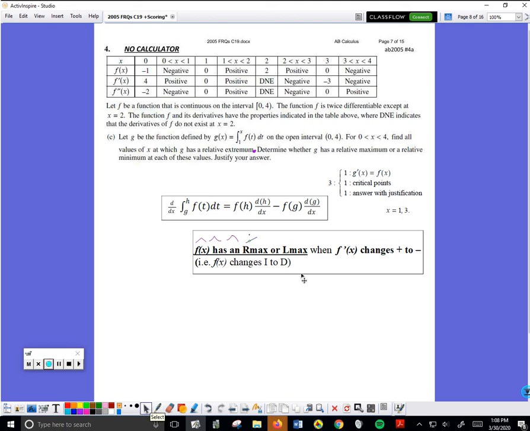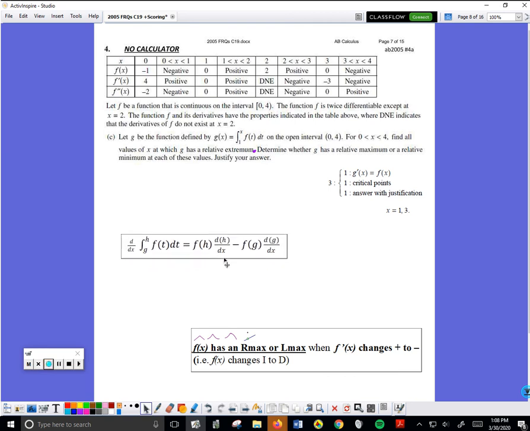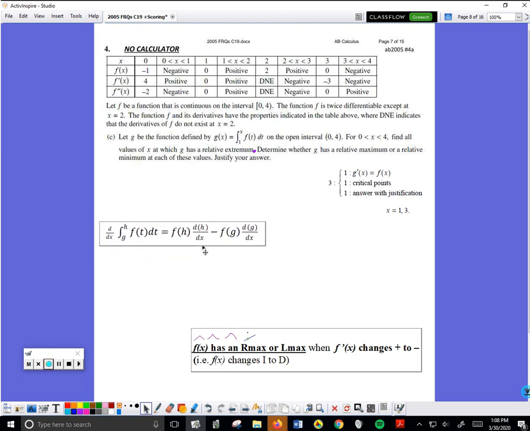So first thing I've got to do is, because I have a formula for G, I need to find the value of G prime. The formula for G is an integral. That means I've got to find the derivative of the integral. So, according to this formula, if I'm taking the derivative of an integral of f, which is what I am, I'm going to take whatever f is.